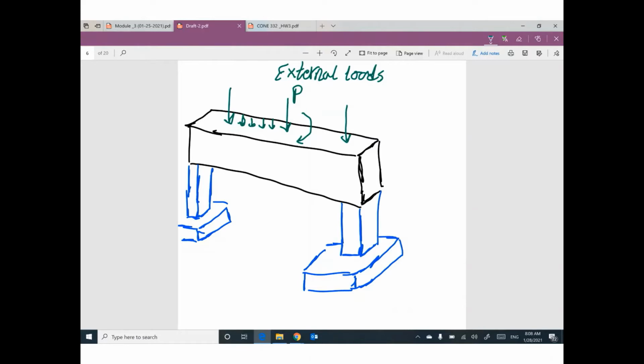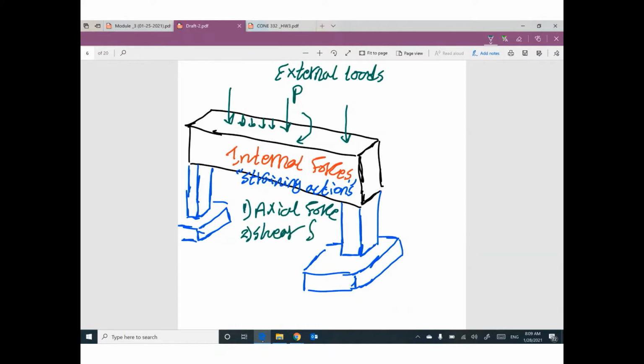These external loads will create internal forces. Probably we can call them straining actions. These internal forces can be axial force, shear force, and bending moment.